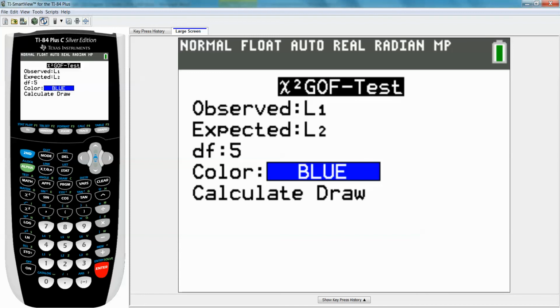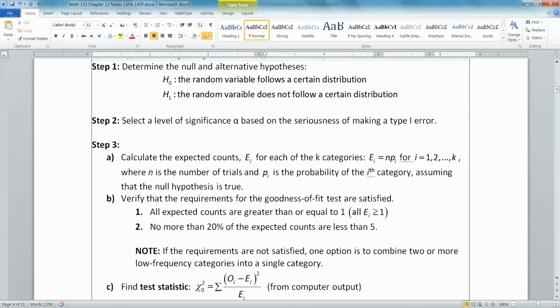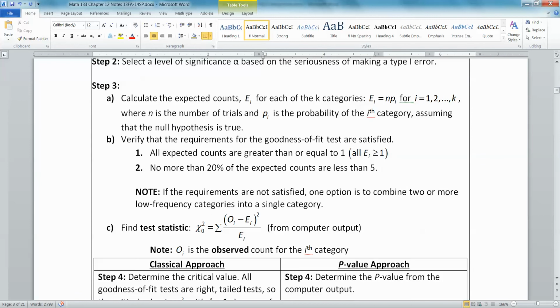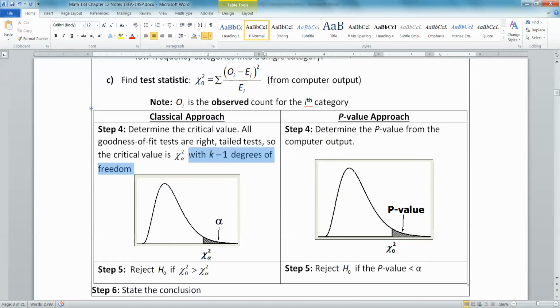Oh, this worked out perfectly. My observed is in L1. My expected is in L2. My degrees of freedom. All right, let me go back. Degrees of freedom is right here: k minus 1 degrees of freedom, where k is the number of categories you have.